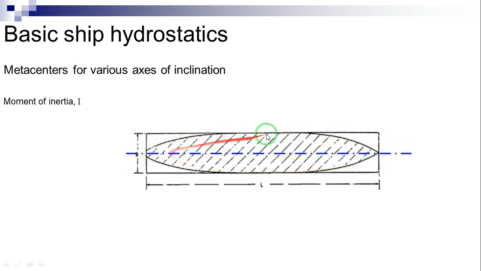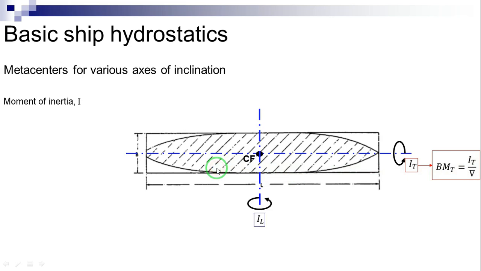The moment of inertia about this axis is the smallest one. It is used to calculate the transverse metacentric radius. The moment of inertia about the axis perpendicular, in F, to the centerline is the largest, as shown here. It enters in the calculation of the longitudinal metacentric radius.